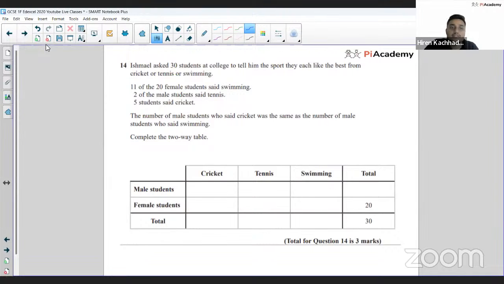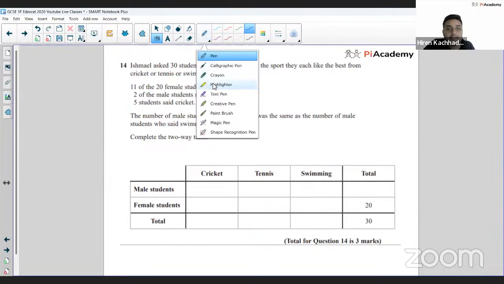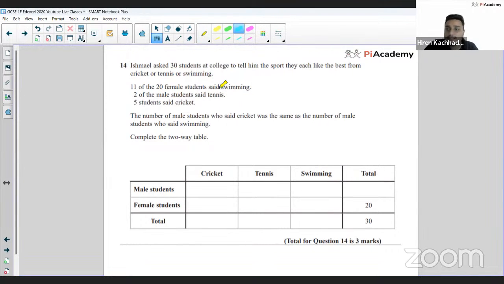Question number 14. As I mentioned, we are solving just selected questions. In our live session, we are just solving selected questions. We are not targeting easy questions. We are just targeting medium to hard level questions. For the full solution, you can visit the Pi Academy website and you will get the full length paper solution. Let's have this.